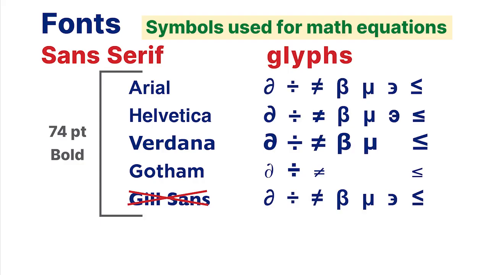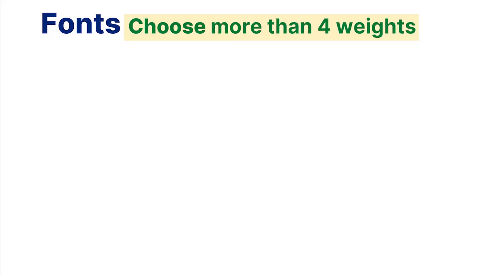You may be limited to more common fonts such as Arial or Helvetica, because not all fonts include math equations symbols or other symbols in their glyphs. In our font sample, Verdana and Gotham do not include all the same glyphs or symbols as the other fonts. And you'll want to choose a font with more than 4 weights, plus the italics.